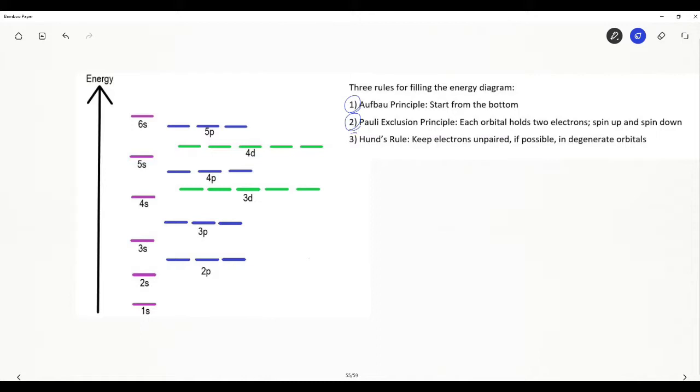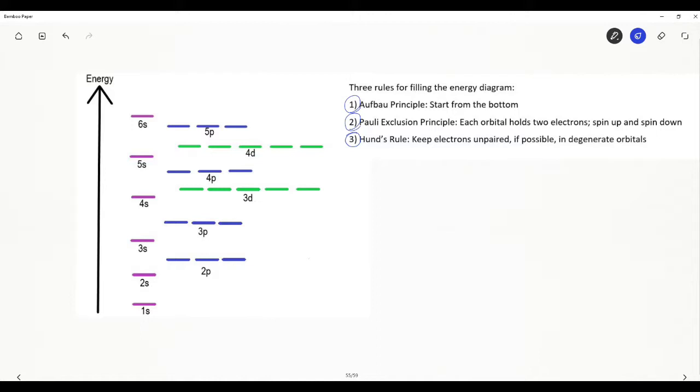Our third rule is Hund's rule. Hund's rule is going to become important when we have our degenerate orbitals, and what we need to do is keep electrons unpaired if possible in those degenerate orbitals. This is going to make a lot more sense once we start putting electrons in.